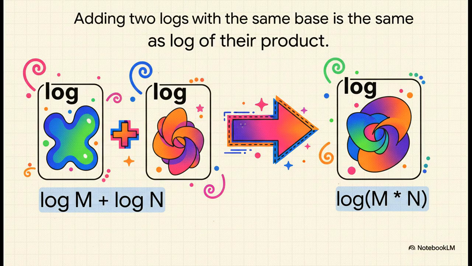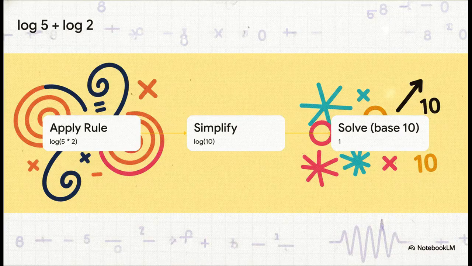Now think about that for a second. Logarithms turn a tough multiplication problem into simple addition. That is an incredibly powerful shortcut. So for example, what's log 5 plus log 2? Now you'll notice there's no little base number written.